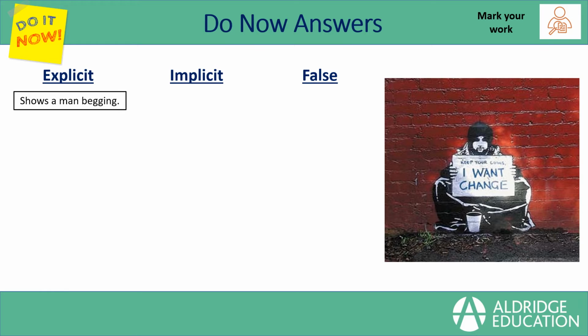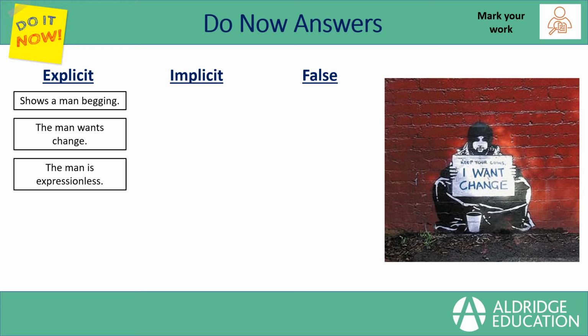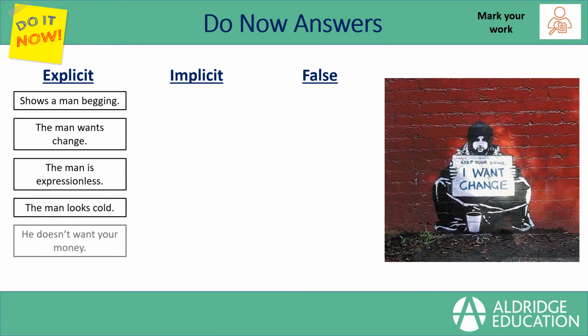Explicit: it shows a man begging. The man wants change. The man is expressionless. The man looks cold. He doesn't want your money. So these were explicit, because it says keep your coins, I want change.